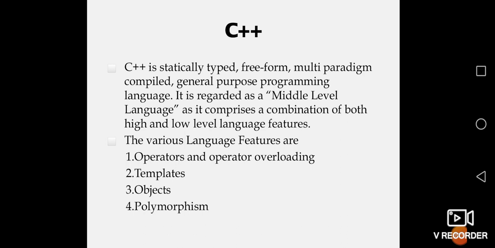This is a specific formatted language which has a complete structure. It is called a middle level language, not a very high level language. It combines both high and low level language features. The various language features could be operators and operator overloading. What is an operator? It's not a big deal to understand everything in a complicated way. I'll tell you in a very simplified format.